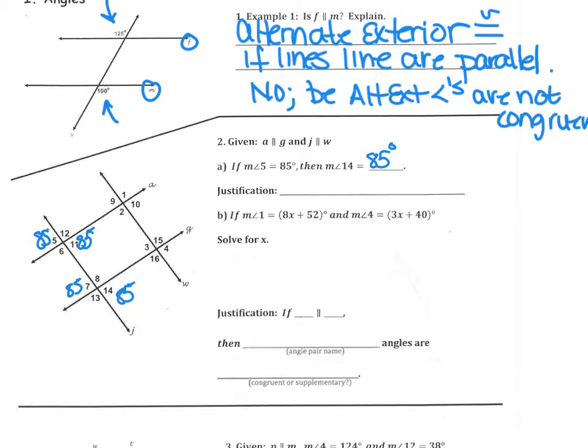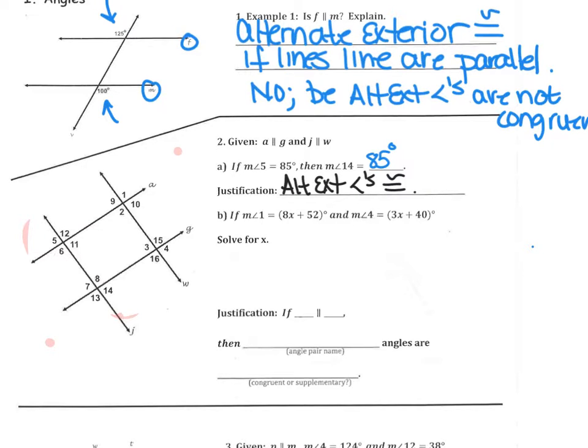Angle 5, I'm going to put this in red, which was given to us. Angle 5 is 85. Angle 14 is 85. They are alternate exterior, so that's going to be our justification. Alternate exterior angles are congruent. We always want to write in the picture.